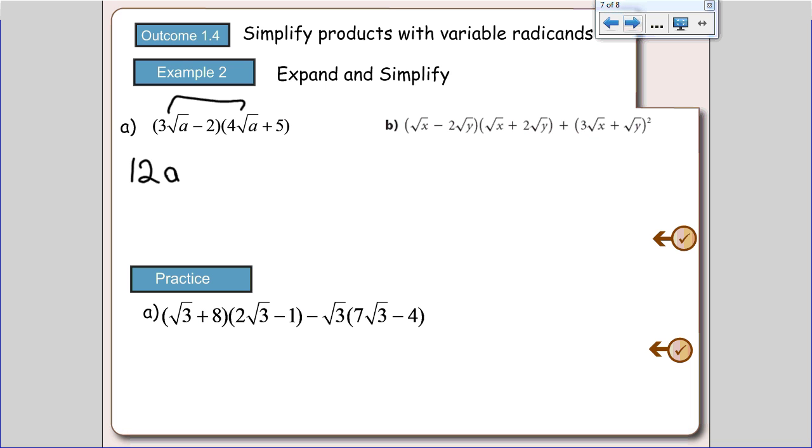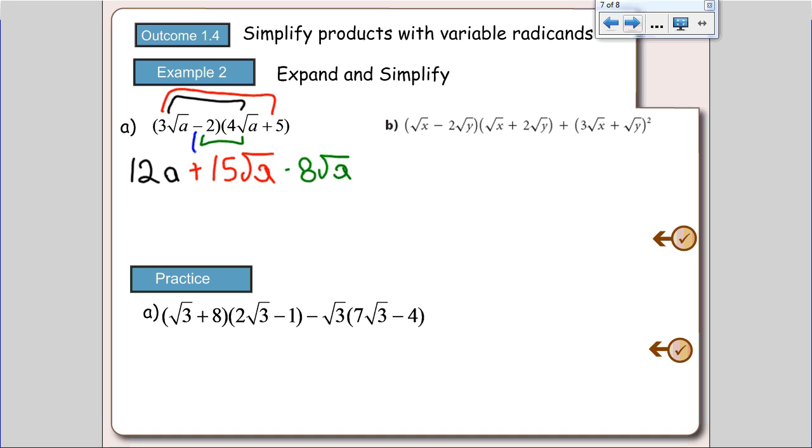You have root 3 times root A times 5. The root A is going to be by itself, and then 5 times the 3 gives you 15, so it's plus 15 root A. Our inside term: we've got negative 2 multiplying 4 root A. That'll be negative 8 root A. And then our last term, negative 2 times 5, so it's just going to be negative 10.